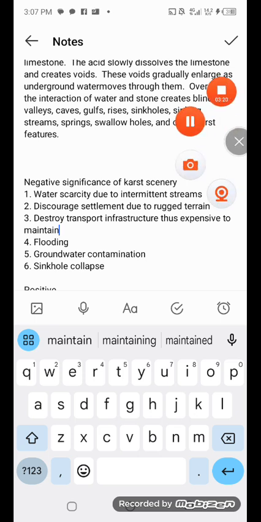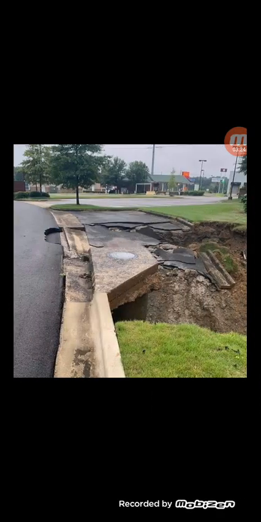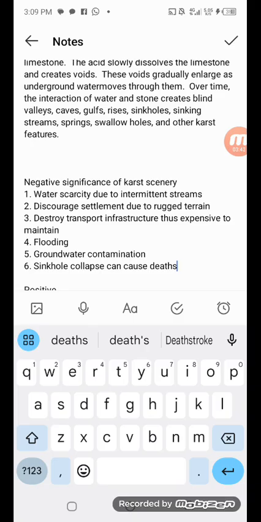For example, like you can see here, this will hamper transport and it will become expensive to even maintain such roads. It can also lead to accidents in case there were people on that road. That's not appealing. Another disadvantage is that it can lead to flooding of the area. Another disadvantage, you can see groundwater contamination.